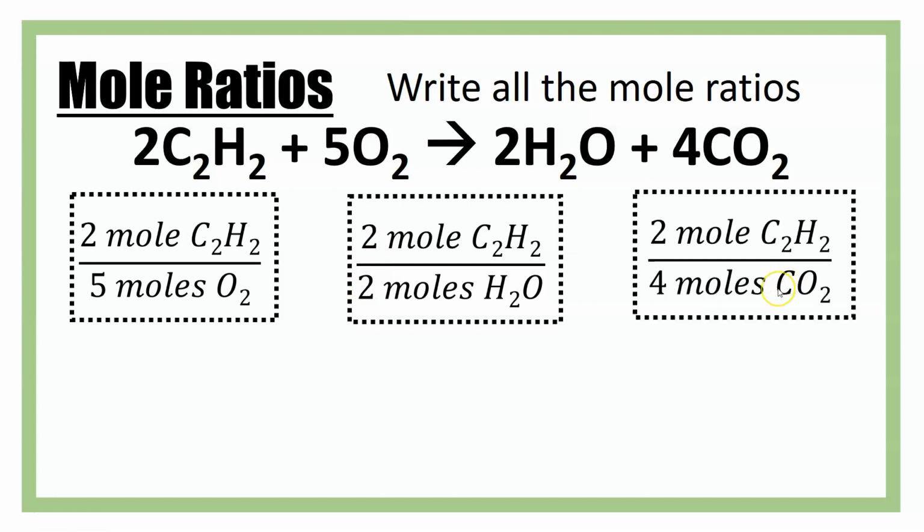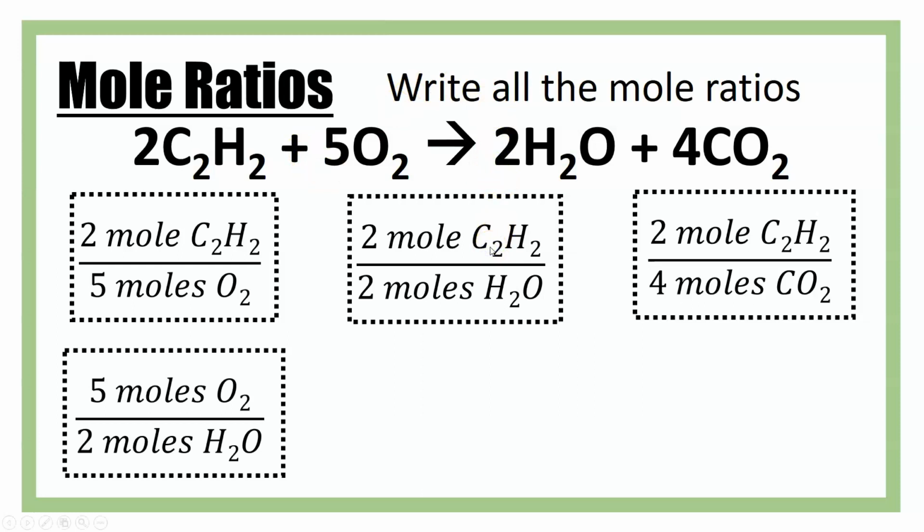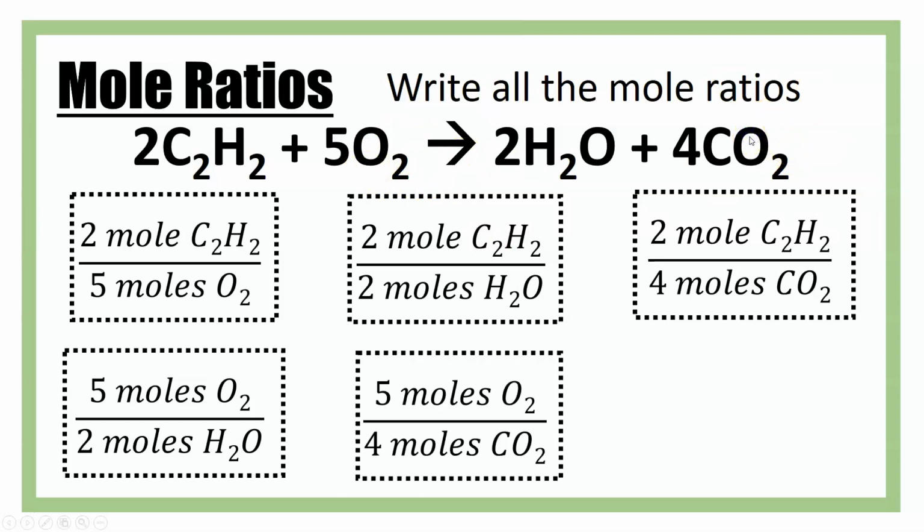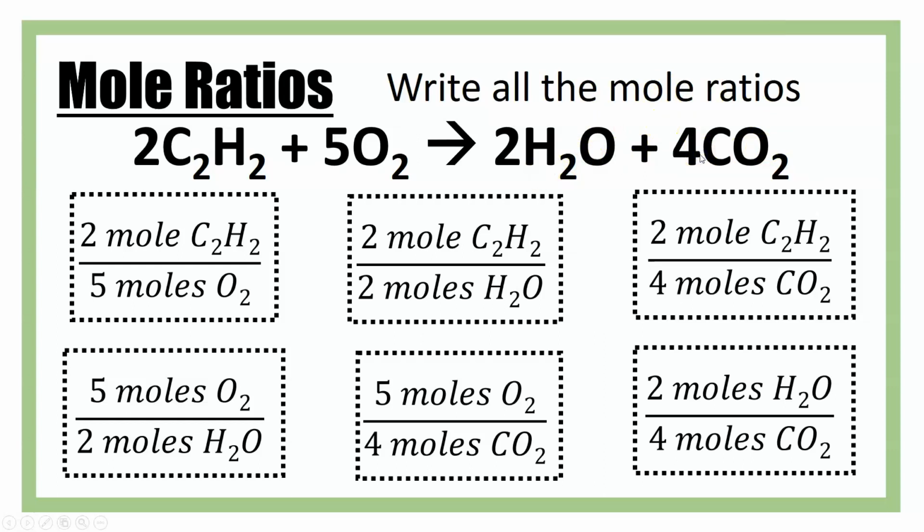Next is C2H2 to carbon dioxide, 2 to 4. And you can see one more time, I did not reduce this. I left it alone. Next we move on. Let's do oxygen and water. That's a 5 to 2 ratio. Next is oxygen to carbon dioxide, which is a 5 to 4 ratio. And last, water to carbon dioxide, which is a 2 to 4 ratio. If you wrote any of these flipped, totally fine. Not a big deal. They are the same thing.